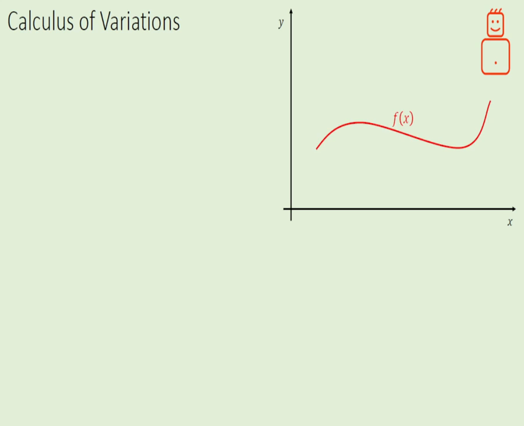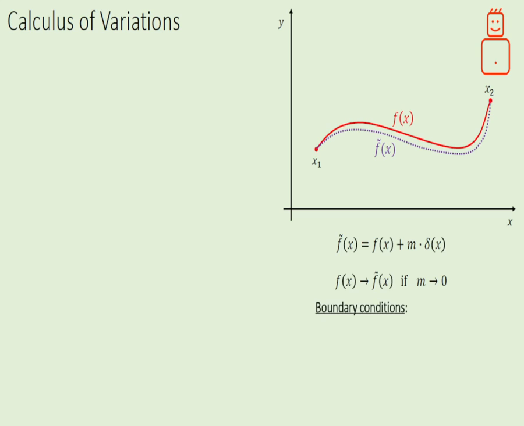Suppose we have a function f(x). This function has two ends at x1 and x2. Also suppose that, for some reason, this function is stretched out and a close function f(x) hat results. In different words, f(x) hat is f(x) plus m, which is a constant, multiplied by the function delta(x). It is obvious that f(x) approaches f(x) hat once m approaches 0. As can be seen from the figure, both functions f(x) and f(x) hat have the same ends. This means that the delta function is 0 at x1 and x2, i.e., there is no variation at the boundaries.